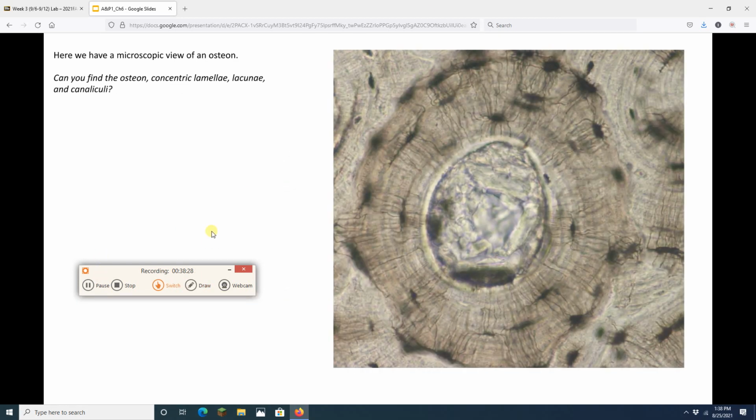Let's keep going. Zooming in on a single one right now. I'm going to make you do this one on your own. Do you see the osteon, concentric lamellae, lacunae, and the canaliculi? Make sure you can notice all of those things. If you get stuck, shoot me an email.